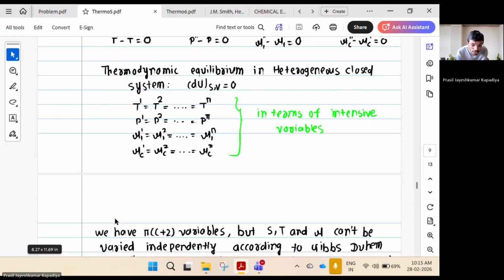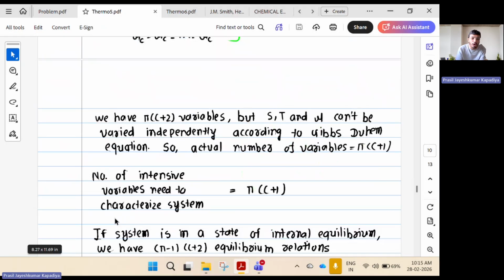Okay. So what do we do now? We have pi into c plus 2 variables, but T, P and mu we cannot vary independently according to the Gibbs-Duhem equation. We all three cannot vary independently. This we have seen in previous classes, the Gibbs-Duhem equation. That says that we cannot vary T, P and mu independently; if we fix two, the other is automatically fixed.